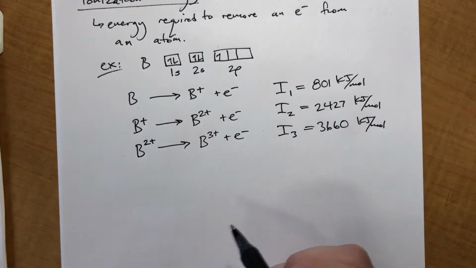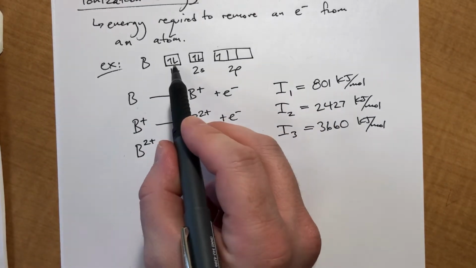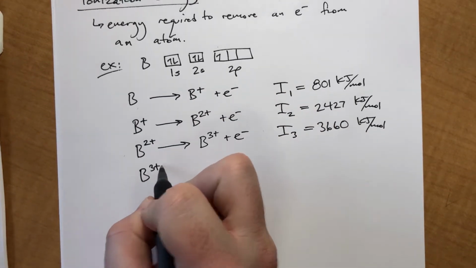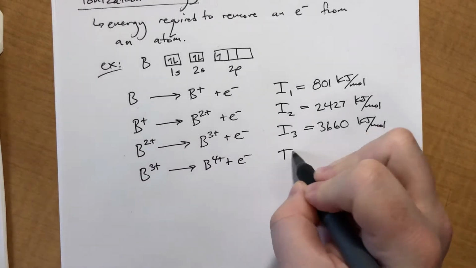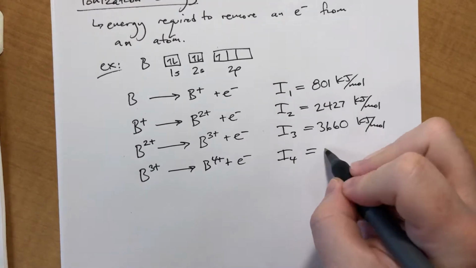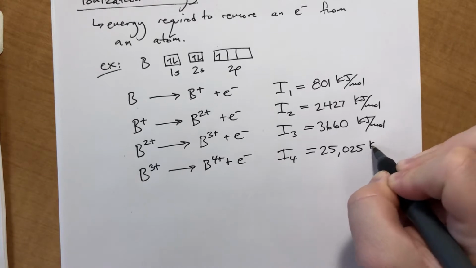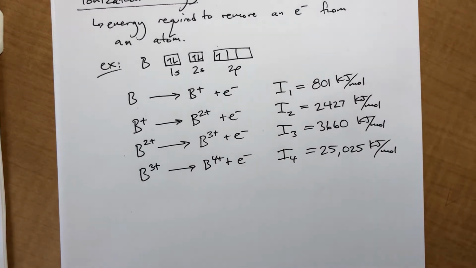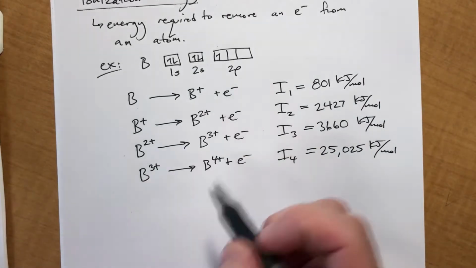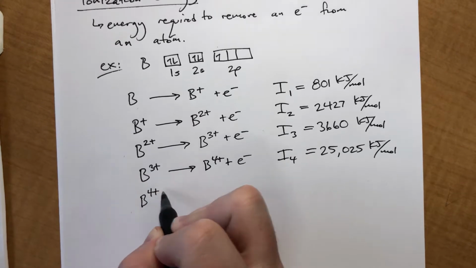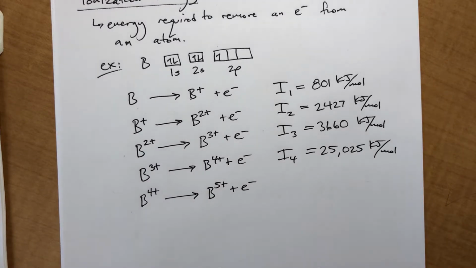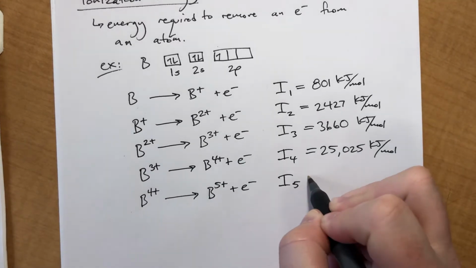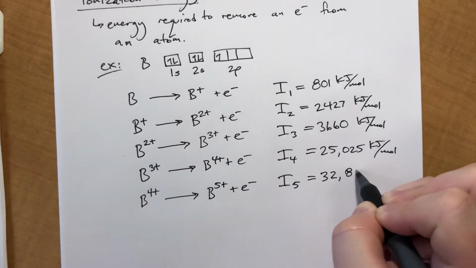Okay? Now we've ripped off 1, 2, 3. Now we're going to rip off this one. Oops, 4+, and an electron. Okay, I4, the fourth ionization energy, is 25,025. All right, so we saw a huge jump here. I'll explain why in a minute. Okay, now we're ripping off the last electron. So we're starting with a B4+ charge, and we're forming B5+, which is essentially just a boron with no electrons at all. And I5 for that is 32,822.